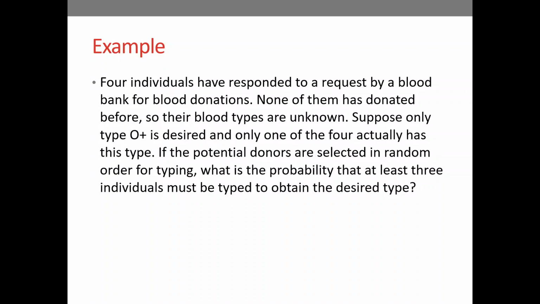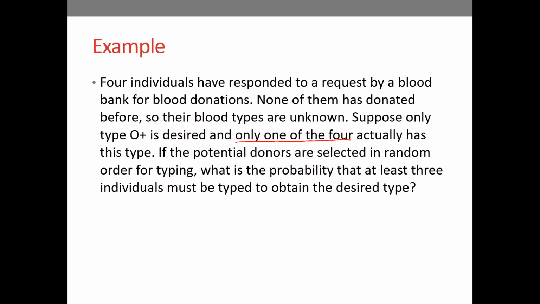Okay, 4 individuals have responded to a request by a blood bank for blood donations. None of them has donated before, so their blood types are unknown. So suppose only O positive is desired and only one of the 4 actually has this type. So we are typing each person out of the 4 and we know that only one of them has it. If the potential donors are selected in random order for typing, what is the probability that at least 3 individuals must be typed to obtain the desired type?